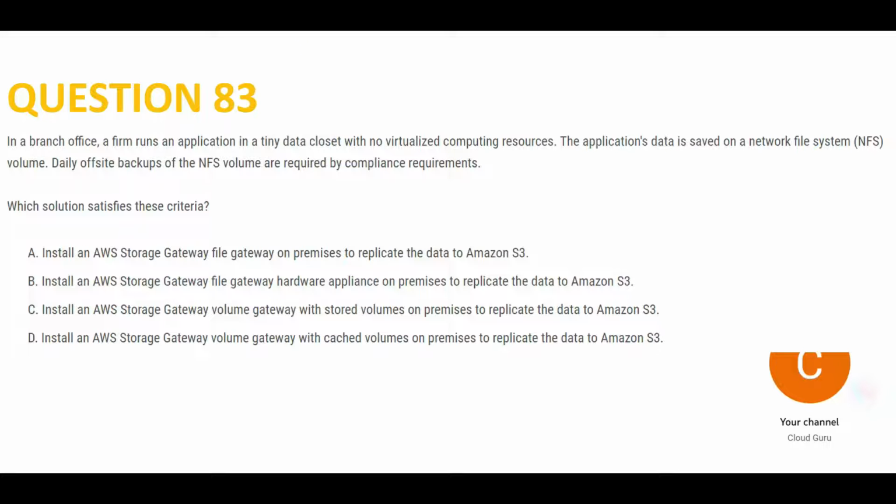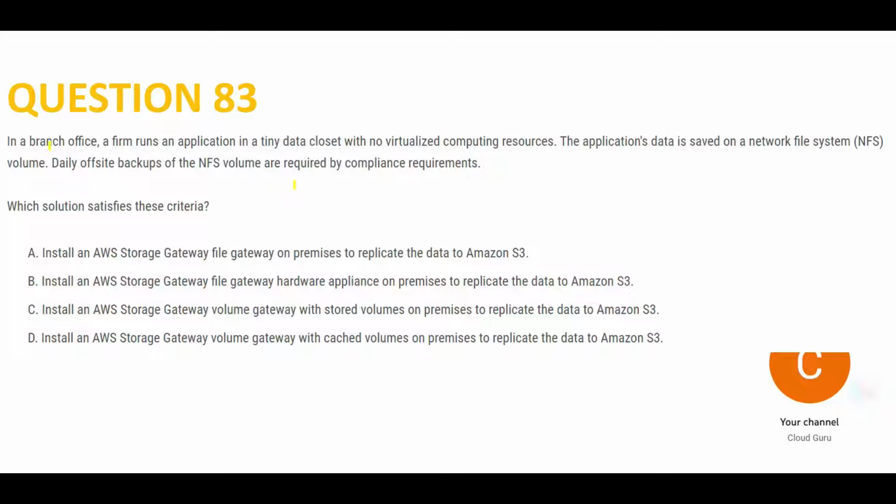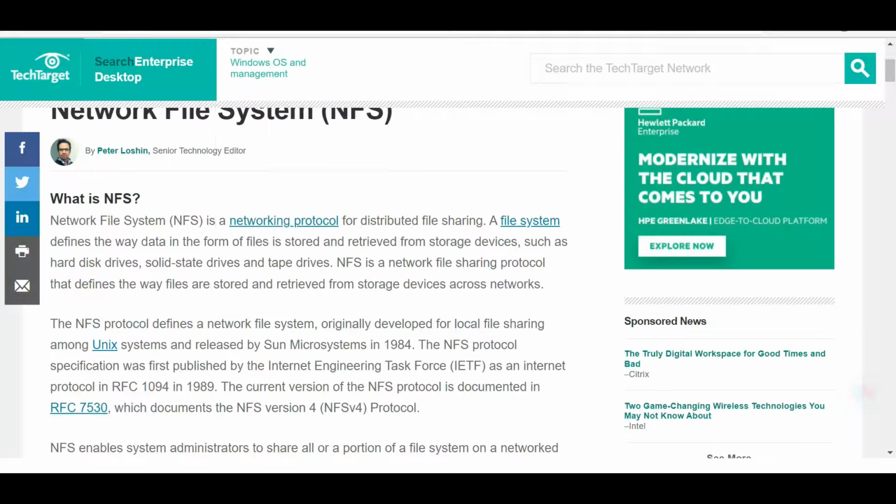Let's look at this one. There is one tiny company and it is on premises, and it does not have any virtualized resources. The application data is stored on an NFS file system. NFS is used for distributed file sharing.